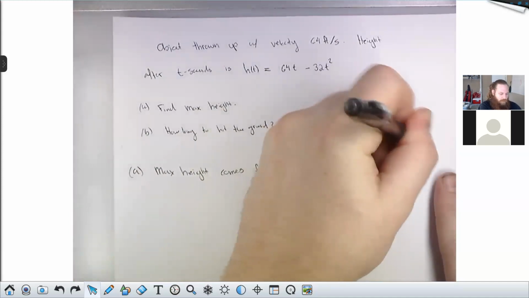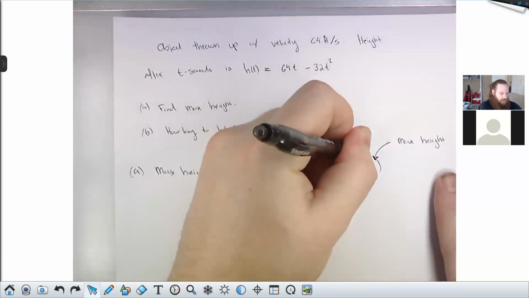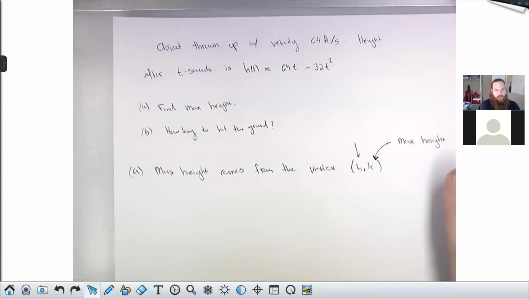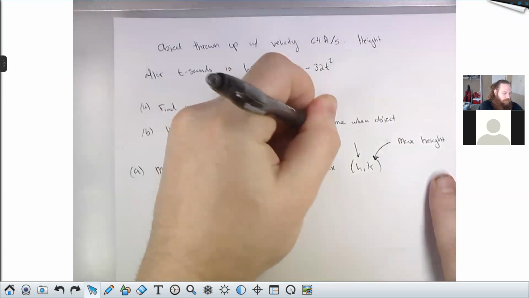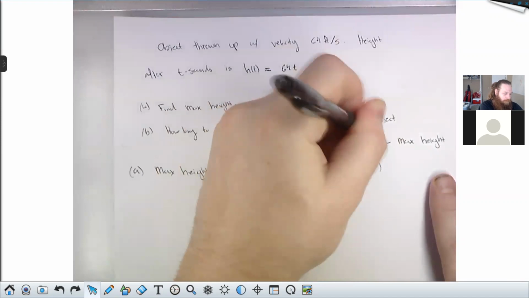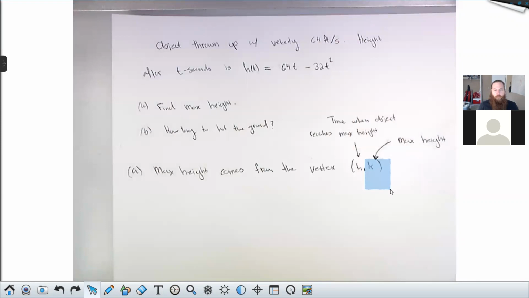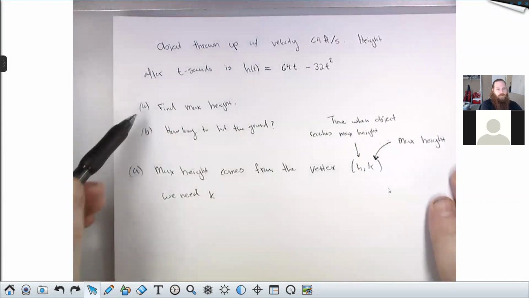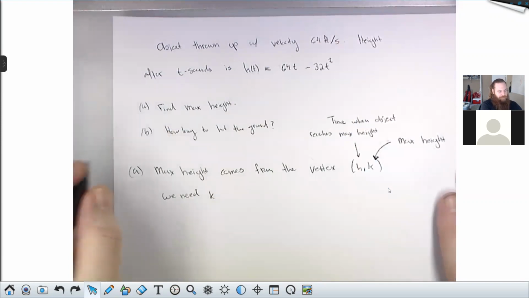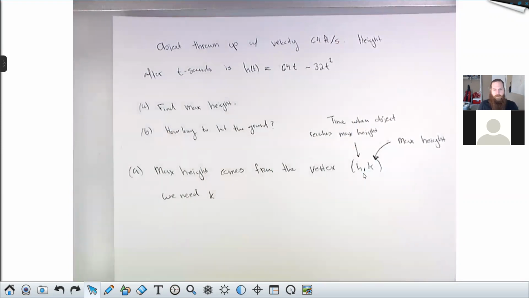What is h? If the max height itself is k, then what does h represent? Good, very good. It's the time when the object reaches the max height. Beautiful. All right. So I want k. How do I find k? Because this problem didn't ask when does it reach the max height, it asks what is the max height. Good. We'll use the formula for the time, little h here, and then we're going to plug that into my function to find k.